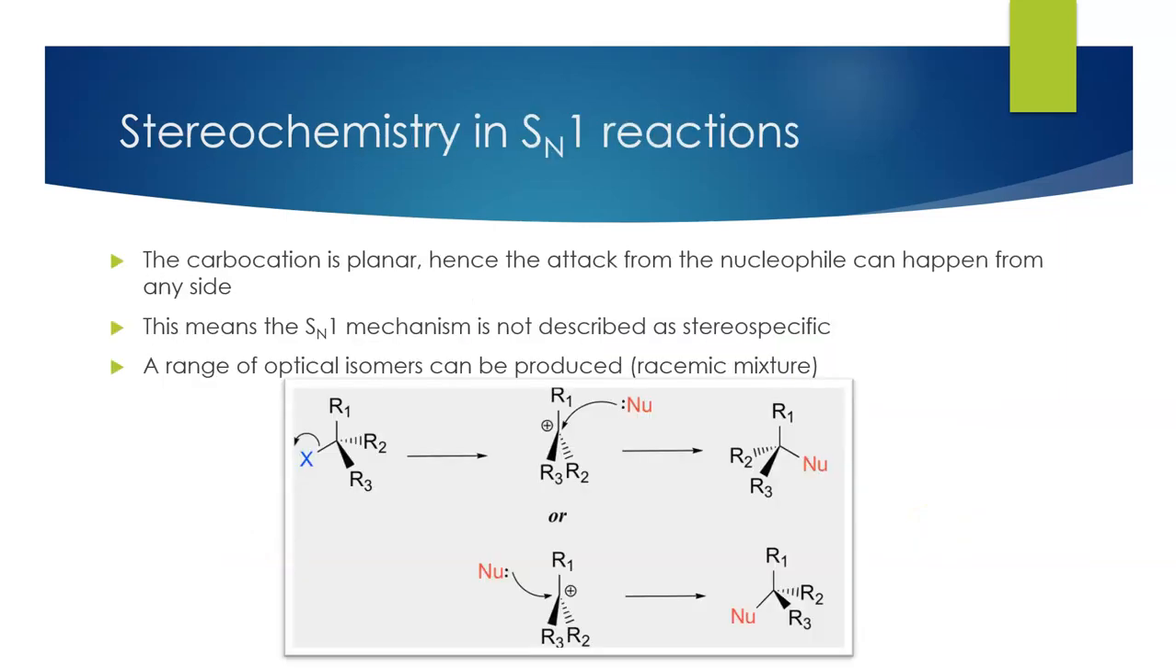The stereochemistry in SN1 reactions, as we mentioned before, the carbocation ends up being trigonal planar once the leaving group has left, which means that the group can attack from above or below the plane. This means that we can get a range of optical isomers, either S or R, for a reactant that has a chiral center. So we say that this is a non-stereospecific reaction.